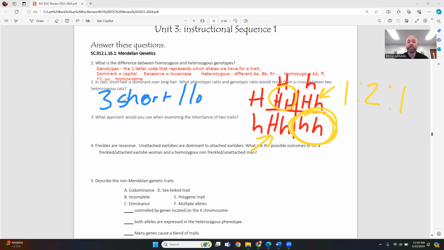I'd end up with a 1-to-2-to-1 ratio as far as my genotypes go, but I'd end up with a 3-to-1 ratio as far as my phenotypes go. That difference between genotype and phenotype is going to be big. They might not ask you that specifically on a test, like what's genotype or phenotype, but it'll get used in a bunch of questions. And so knowing what those are will be an important thing for us.